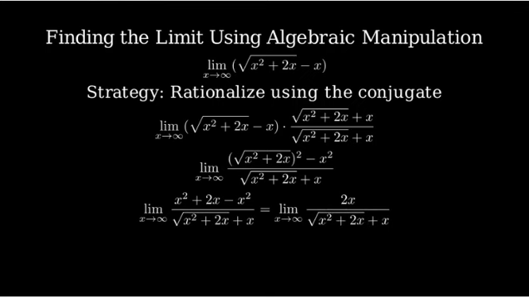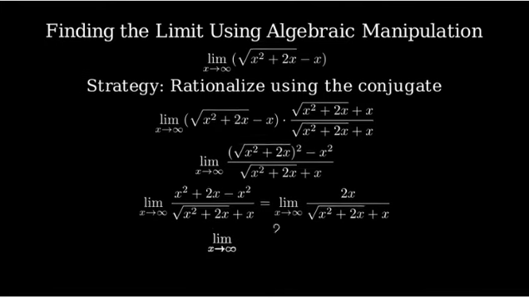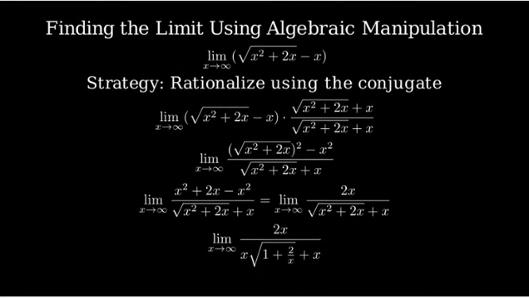Now let's factor out x from under the square root in the denominator. We can rewrite this as x times the square root of 1 plus 2 over x. We can now cancel one x from the numerator and denominator.